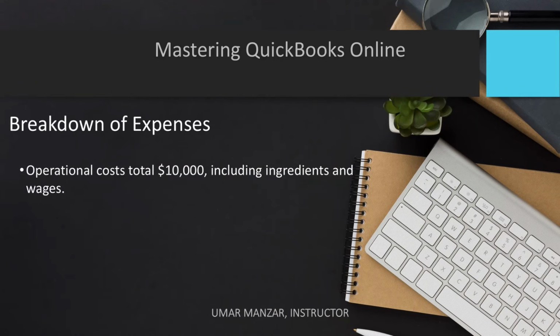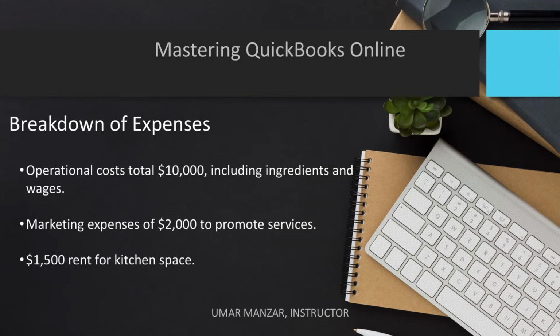Moving on to expenses, these are the costs incurred to keep the business running smoothly. Flourish Bakery spent $10,000 on operational expenses, including $4,000 on ingredient purchases and $6,000 in employee wages for their team of talented bakers and servers. Additionally, they incurred $2,000 in marketing costs to promote their services and $1,500 in rent for their kitchen space.